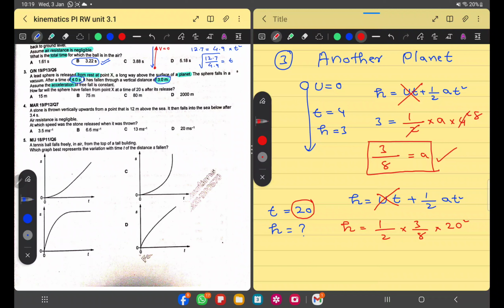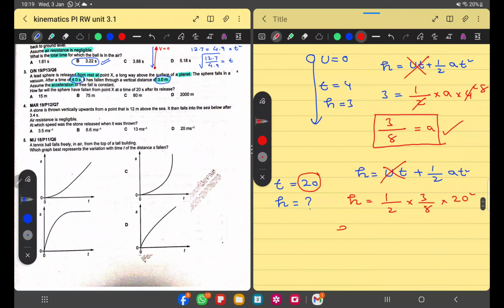Can you tell me what is the answer? Or should I use the calculator to solve it? I am using the calculator. 20 square means 400. 400 multiplied by 3 is 1200. 1200 divided by 16, so the answer is 75 meter. Answer is 75 meter.